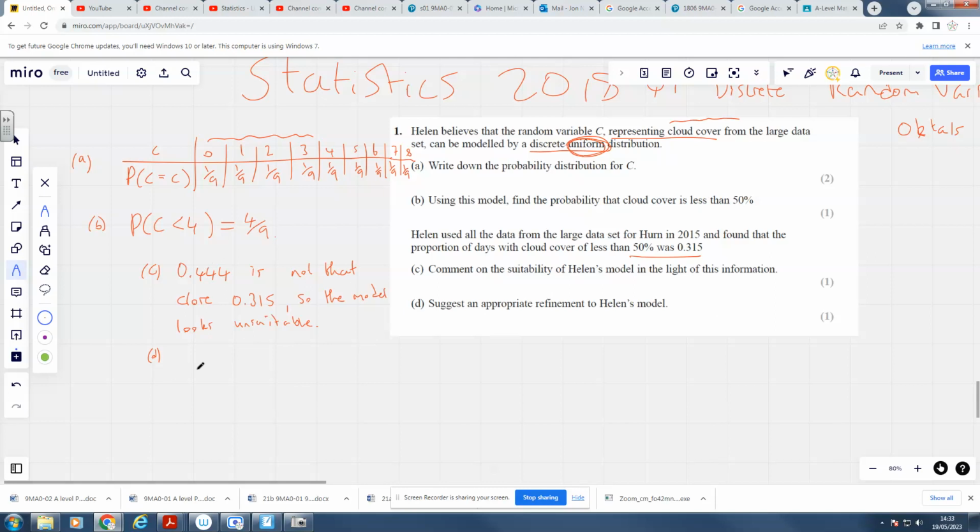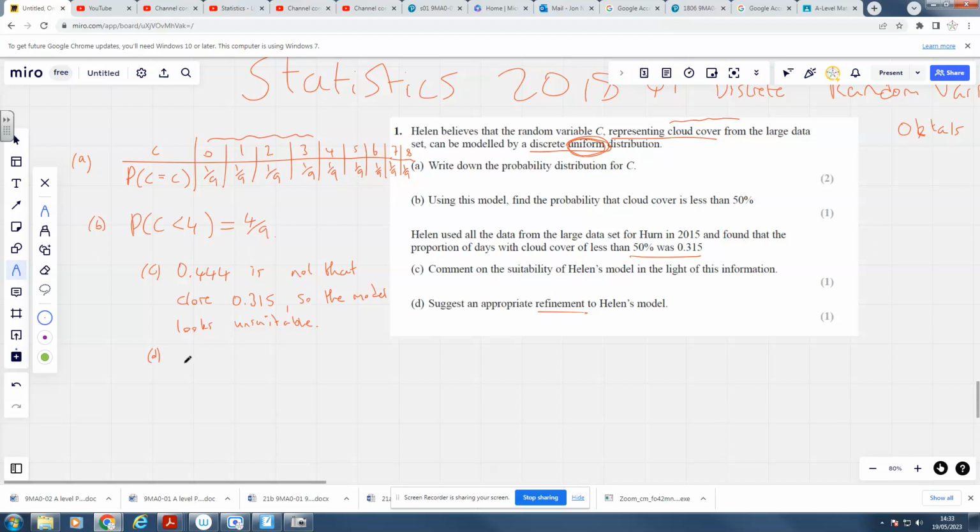Okay, suggest an appropriate refinement to Helen's model. Okay, I would suggest that it's not a uniform distribution. Now, that's probably not going to get you the whole mark. You know what it's like? They want a refinement. All I've said is this isn't any good. That's not refining the model. Refining the model means making it better. So suggest an improvement, in other words, which Helen might make to make the model closer to the truth. Okay, so I'm going to suggest a non-uniform distribution.